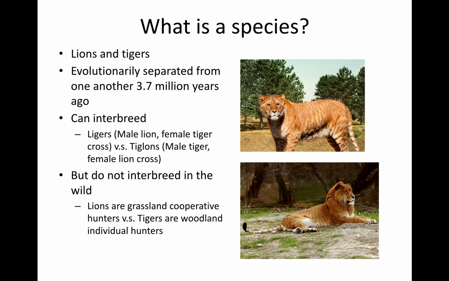This would be very unique because in the wild, they would never want to interbreed. Lions are usually found in grassland and they're cooperative hunters, whereas tigers are usually found in woodlands with trees and they're individual hunters. These are two pictures you can see of a mix. A liger is a male lion that was bred with a female tiger, and a tigon is a male tiger that was bred with a female lion. There are two different names, but they usually don't have fertile offspring, so they often don't get considered a species because of that. And they wouldn't happen naturally.